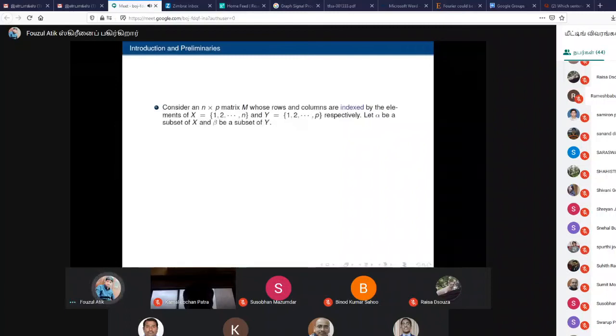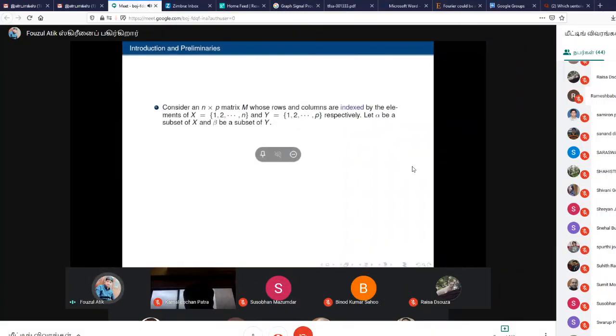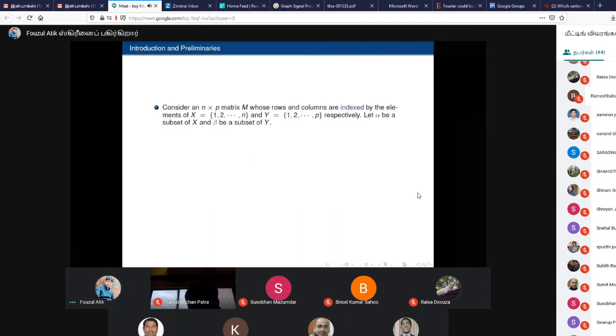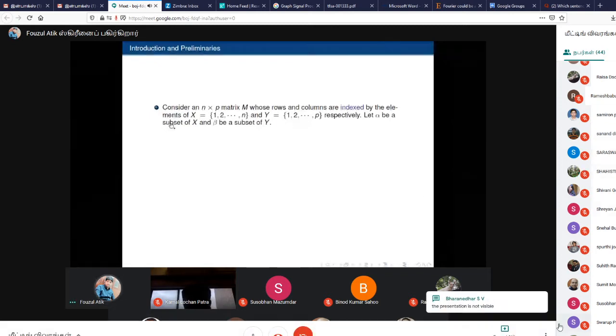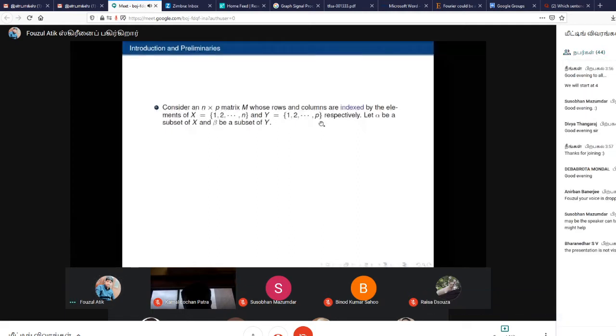Indexed by the elements of X, where X is a set indexed by 1 up to N, and Y is indexed by 1 up to P. The two sets are there. So we have a matrix M with N rows and P columns, indexed by the two sets X and Y. Let alpha be a subset of X and beta be a subset of Y.